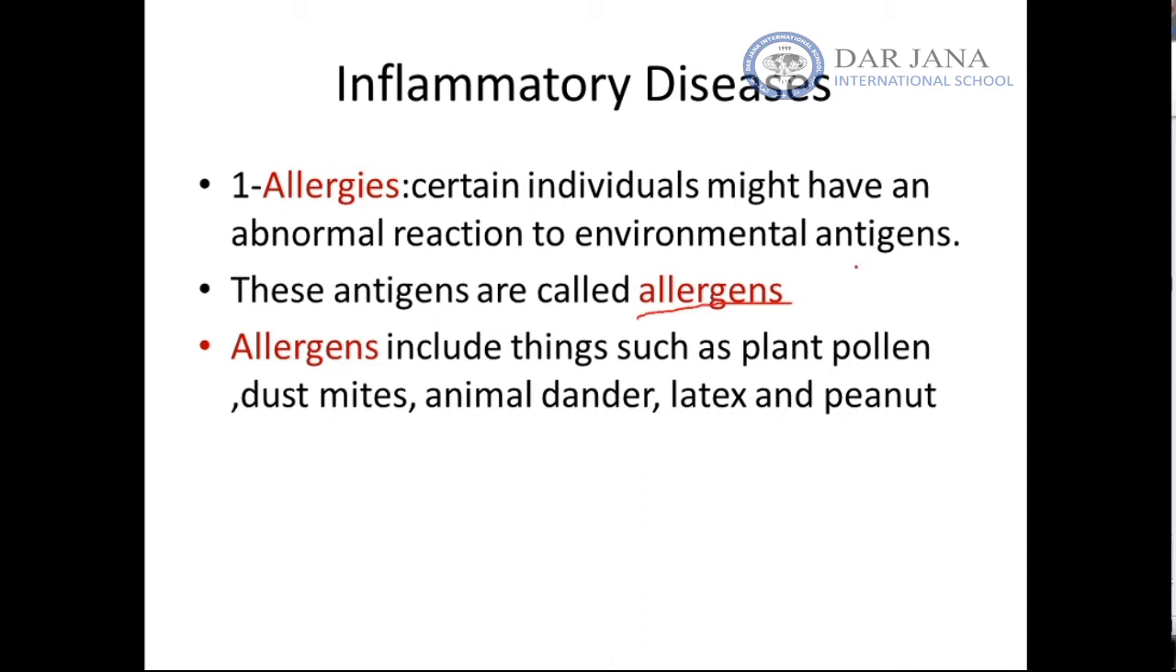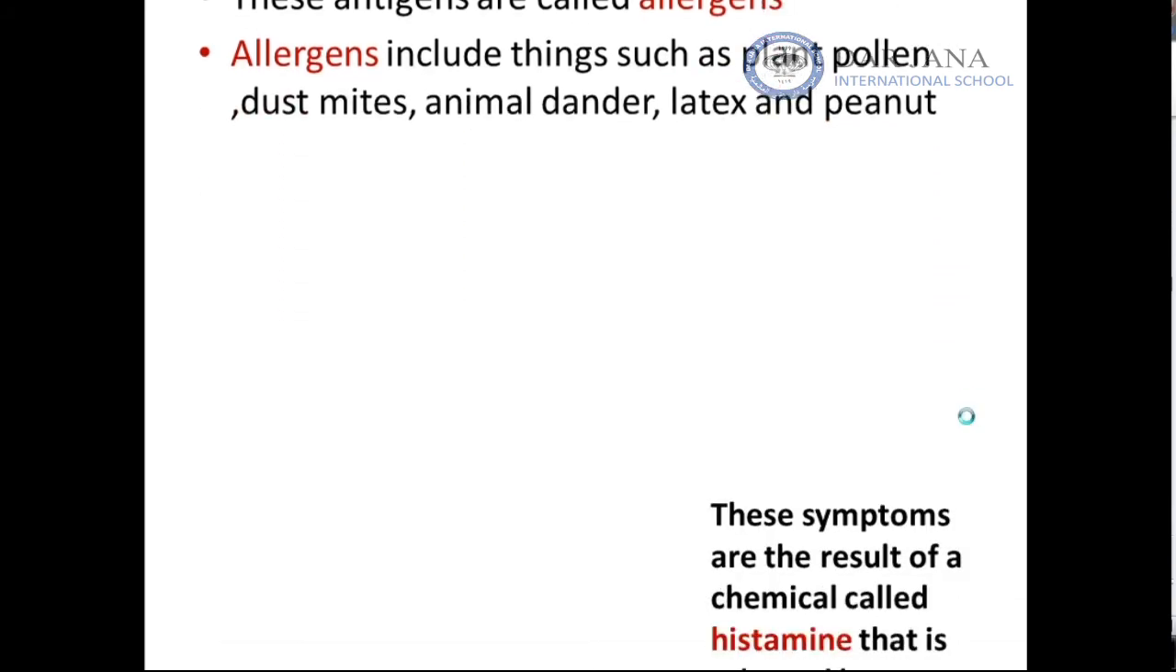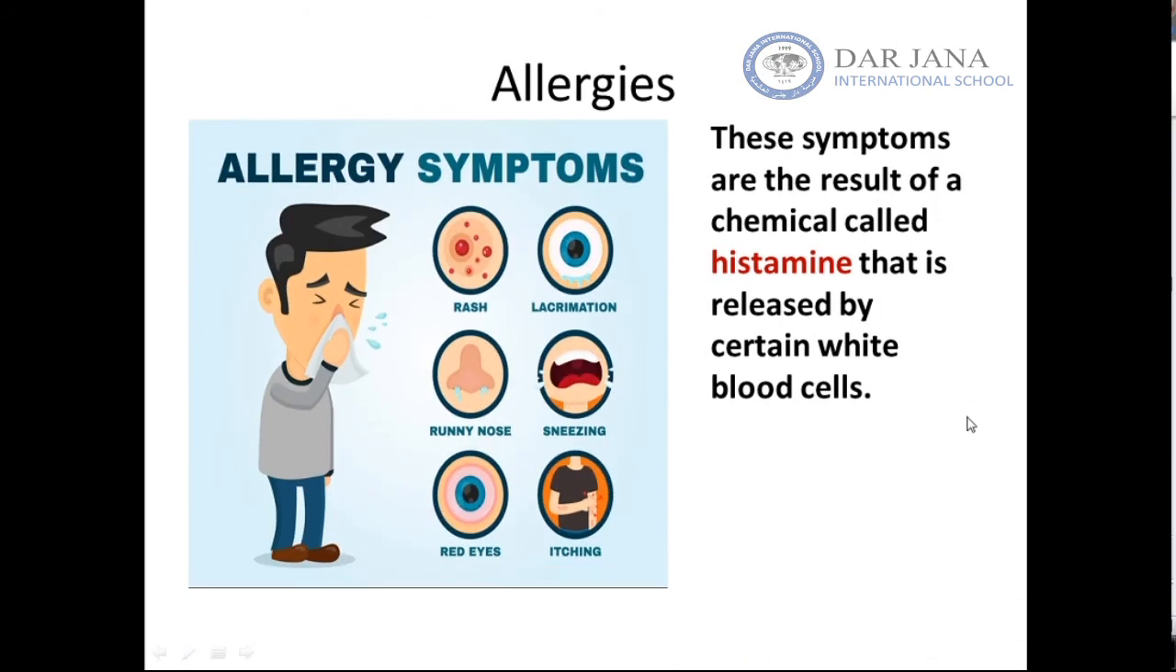So the substance that causes the allergy is called an allergen. Allergens include things such as plant pollen, dust mites, animal danders, latex, substances that are present in balloons and in gloves, and peanut. Let's have a fast look at the symptoms for allergy.